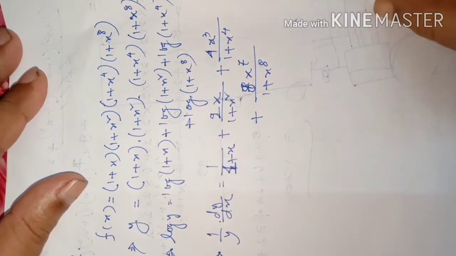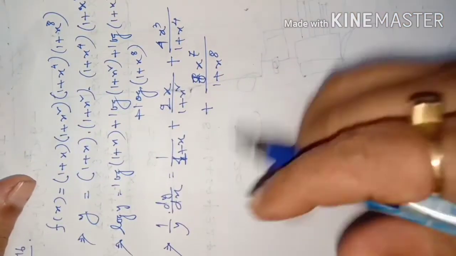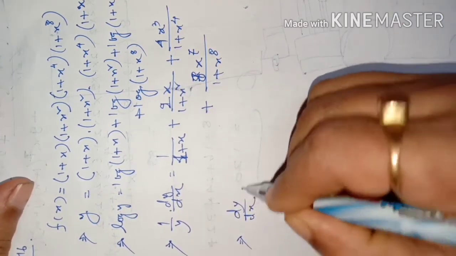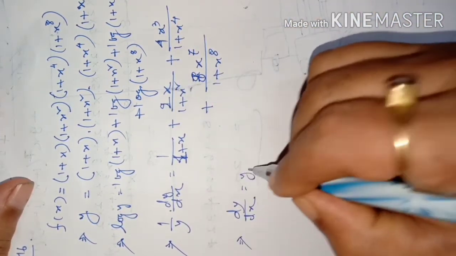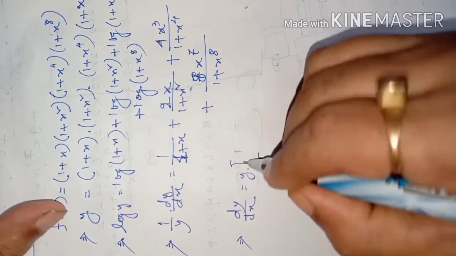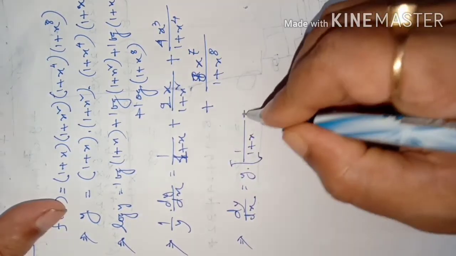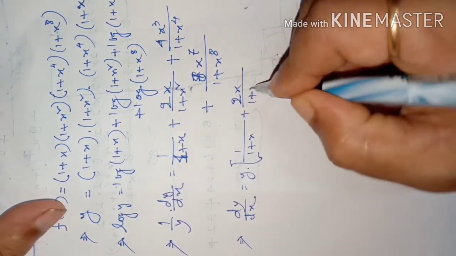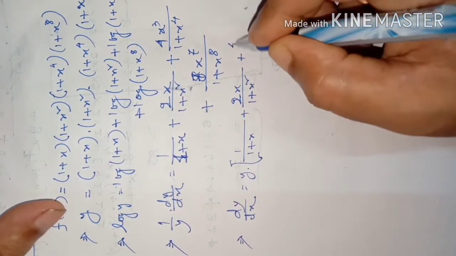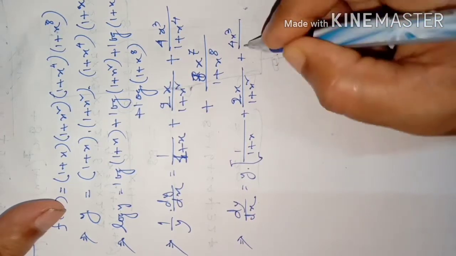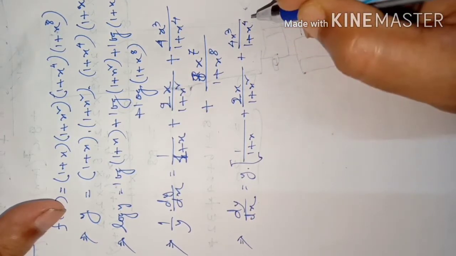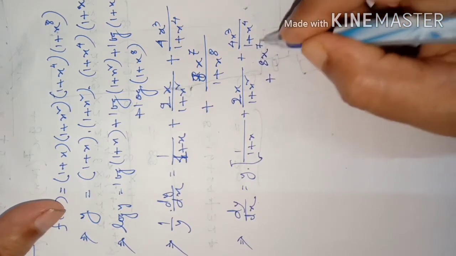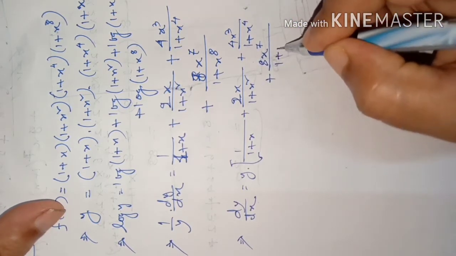So from here we can get dy by dx. So dy by dx is equal to y goes there, so y into 1 by 1 plus x plus twice x by 1 plus x square plus 4x cube by 1 plus x to the power 4 plus 8x to the power of 7 by 1 plus x to the power of 8.